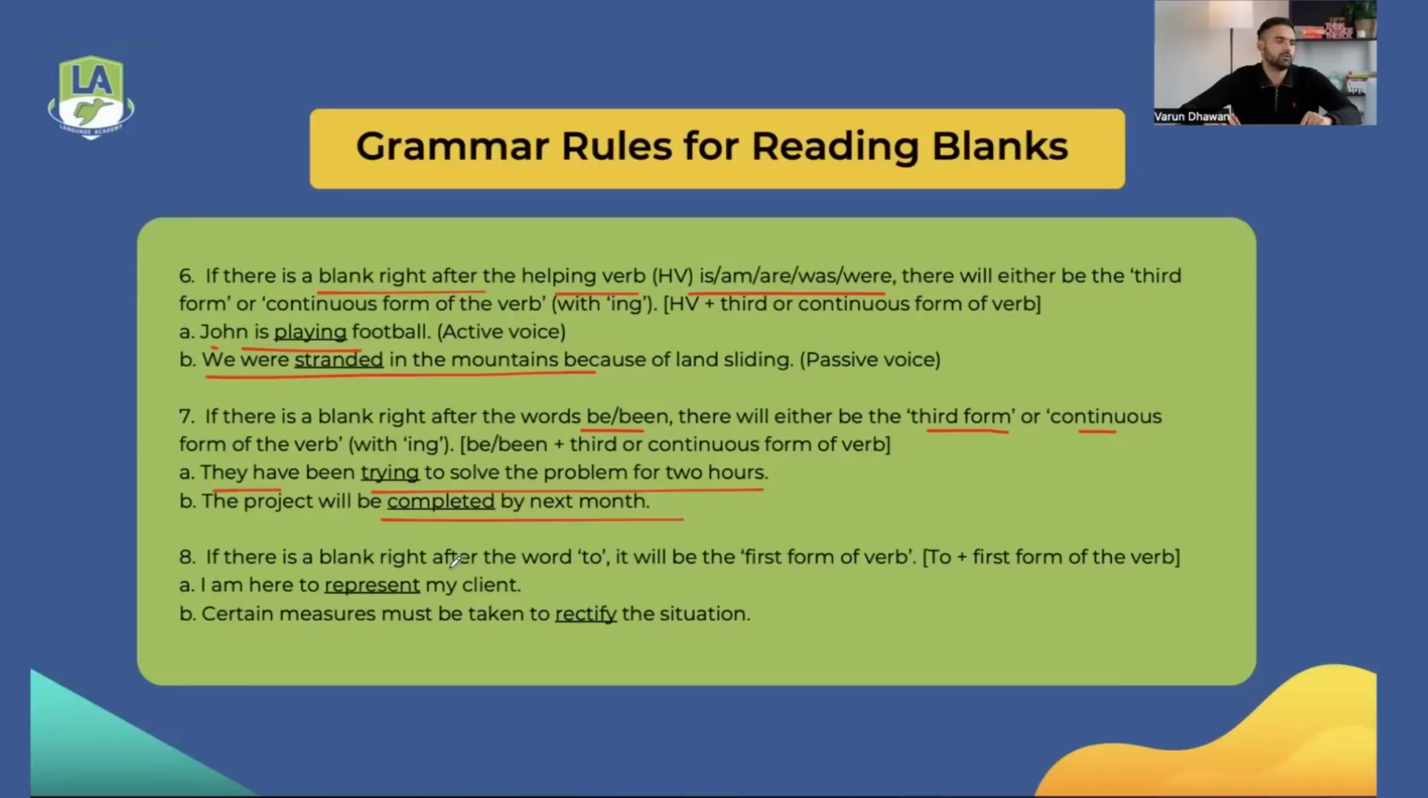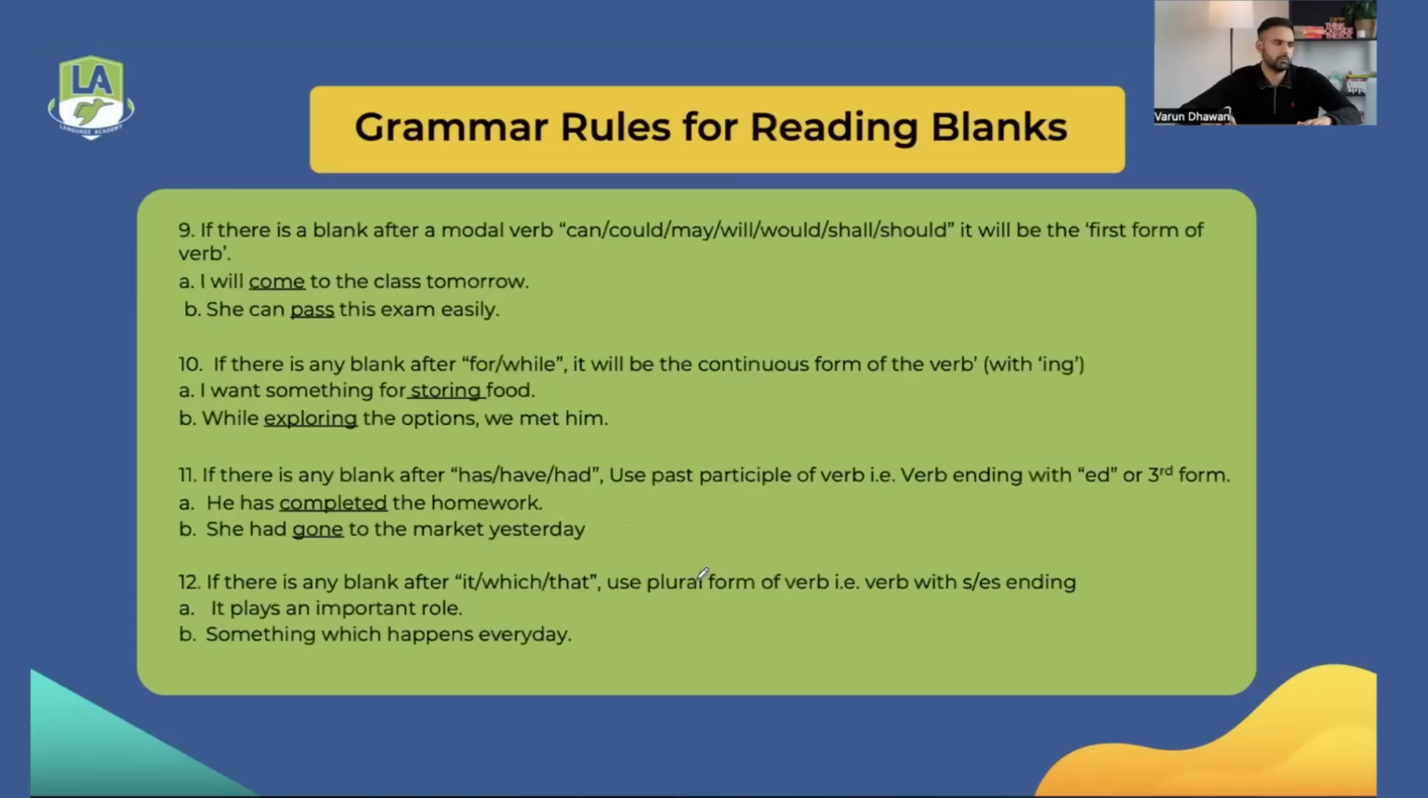If there's a blank right after the word to, very important, remember this. Most likely it will be the first form or simple form of the verb. I'm going to represent my client. I'm going to correct myself. You'll never say I'm going to playing. I'm going to play this. So after to, the first or simple form of the verb.